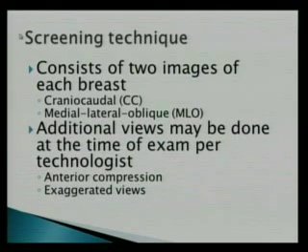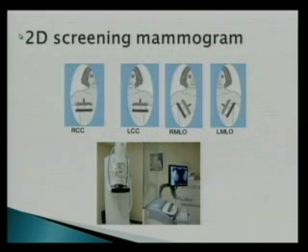The technologist you have is really important, and they can decide to do additional views just based off of those 4 images. They can decide to do what's called exaggerated views, either way, medial or lateral, depending on if they don't feel like they included all of the breast tissue. They can also do an anterior compression view if they feel like the tissue behind the nipple's not well displayed on either view. So it's up to the technologist to add those views. This is what we're looking at.